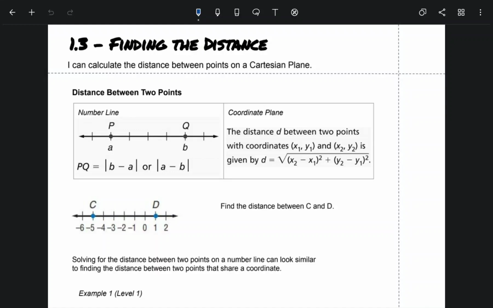Today we are covering objective 1.3, finding the distance. So you will be able to calculate the distance between 2 points on a Cartesian plane.